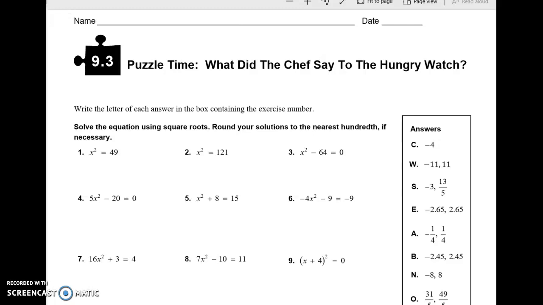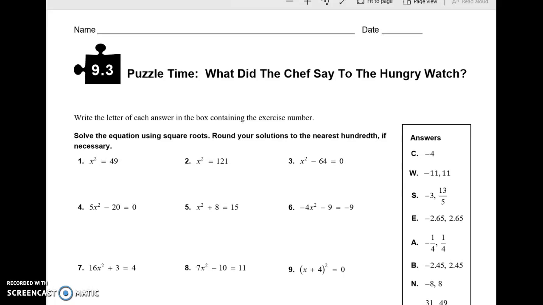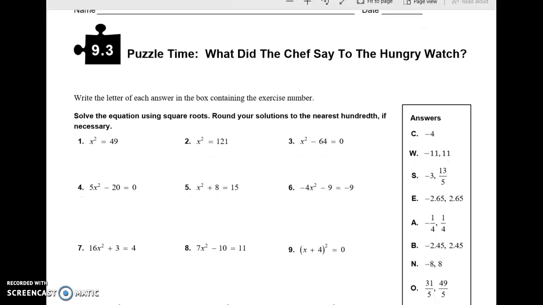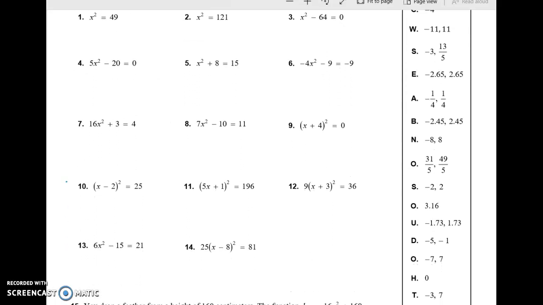This is going to be a really quick video over two of the problems on the 9.3 puzzle that you did not learn how to do in your notes or on IXL yesterday. So let's look at number 9.